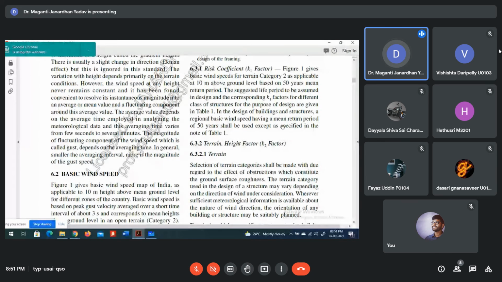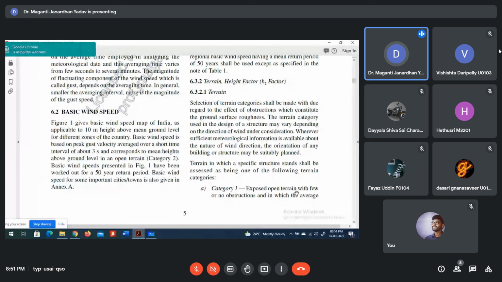Similarly, for the terrain or height factor, selection of terrain categories shall be made with due regard to the effect of obstructions which constitute the ground surface roughness. The terrain category used in the design of a structure may vary depending on the direction of wind under consideration. Wherever sufficient meteorological information is available about the nature of wind direction, the orientation of any building or structure may be suitably planned.